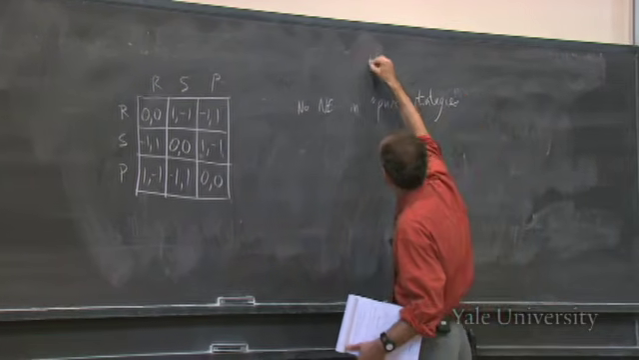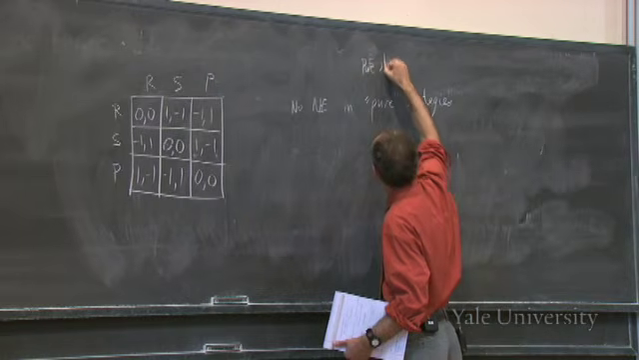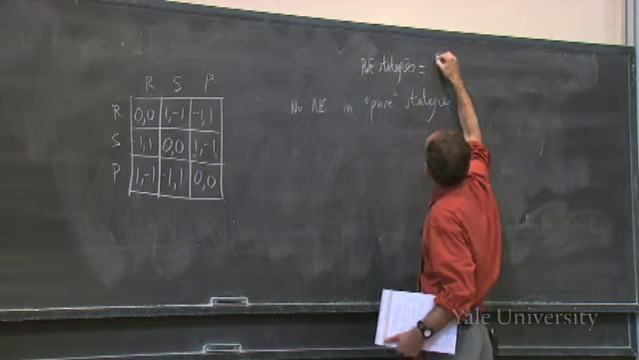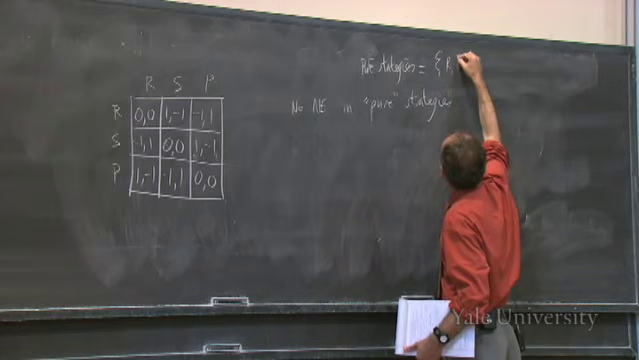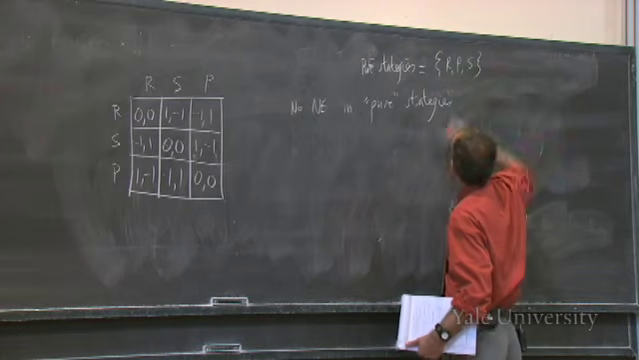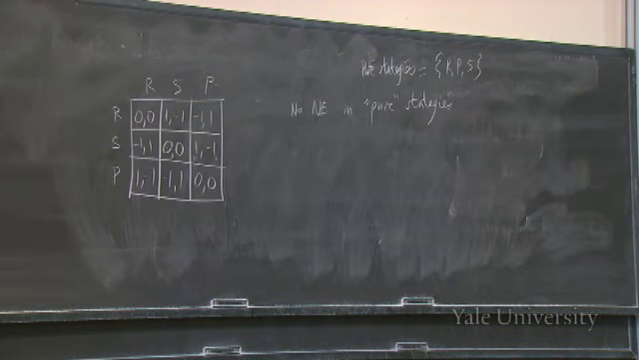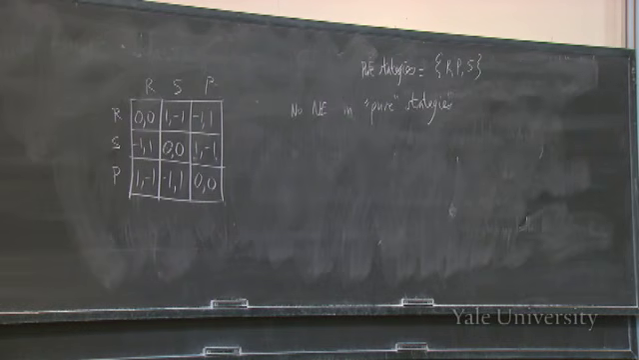So by pure strategies here, the set of pure strategies is equal to the set rock, paper, and scissors. All right? So what we've called strategies up to now in the class. Now, can everyone see why there's not going to be a Nash equilibrium in pure strategies? Let's just talk it through.